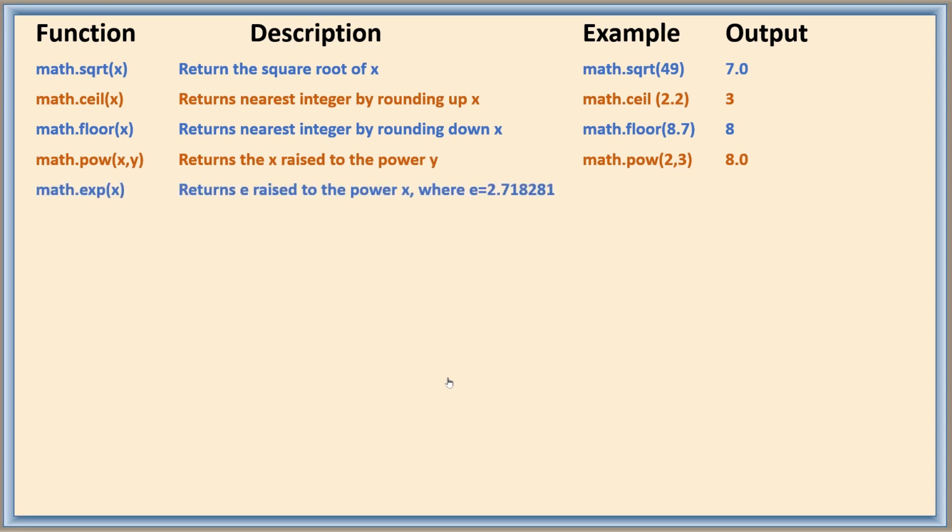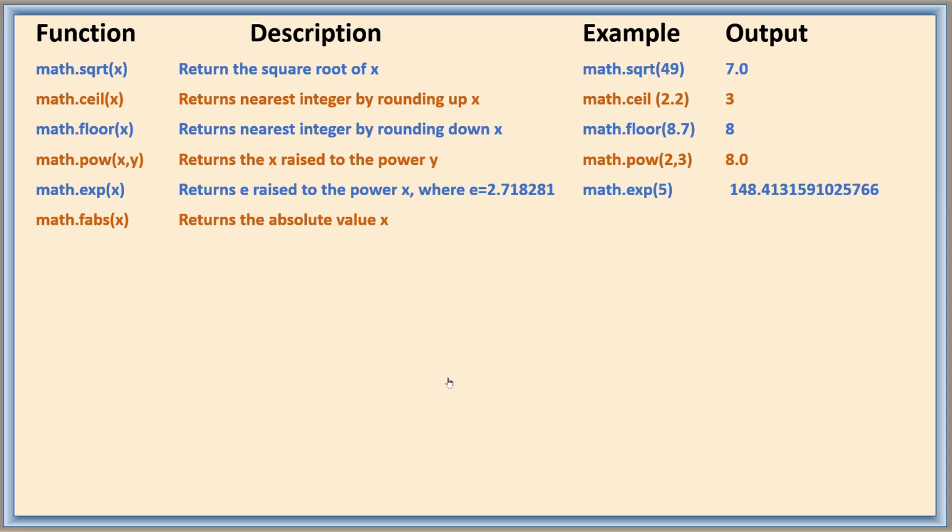Next we have math.exp. This will give e raised to the power given. E's value is a constant which is given here. For example, if we have math.exp of 5, then it will return the value which you see here.